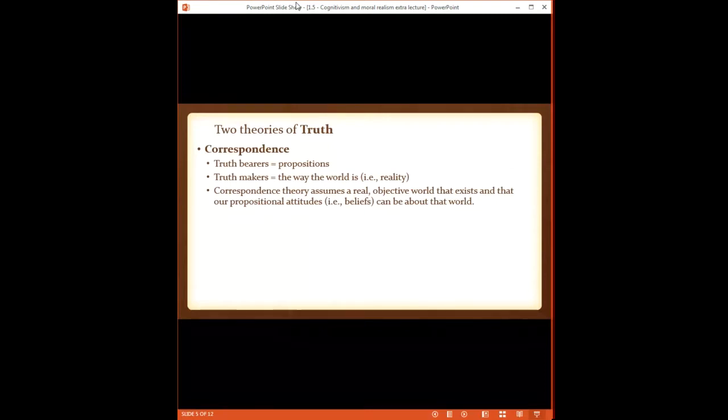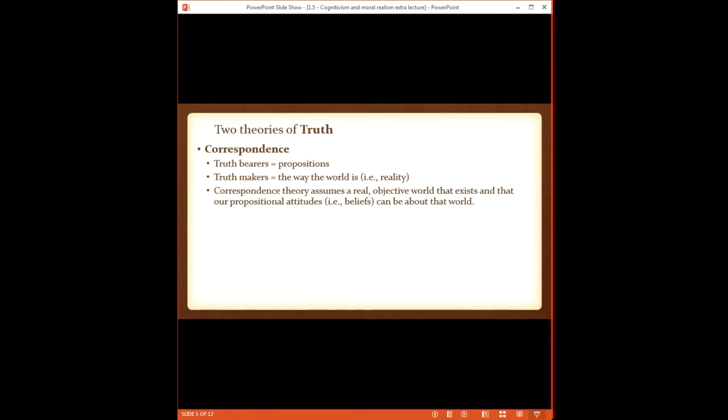And so notice then that with the correspondence theory, what you get is an assumption on behalf of the theory that there indeed is a real and objective world out there that exists. And our particular propositional attitudes about that world, that is the things that we believe about it, can be about that world. And they are either going to be true or false.